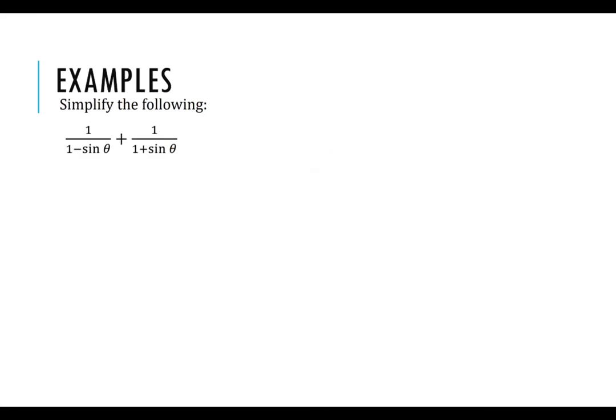Let's try this one. So we want to simplify 1 over 1 minus sine theta plus 1 over 1 plus sine of theta. My first thought is that I have fraction addition. And if I have fraction addition, maybe I can add the fractions. But to add the fractions, I've got to have a common denominator. And so I recognize that my LCD here is going to be 1 minus sine of theta times 1 plus sine of theta. And so I'm going to multiply both sides by a 1 in disguise.